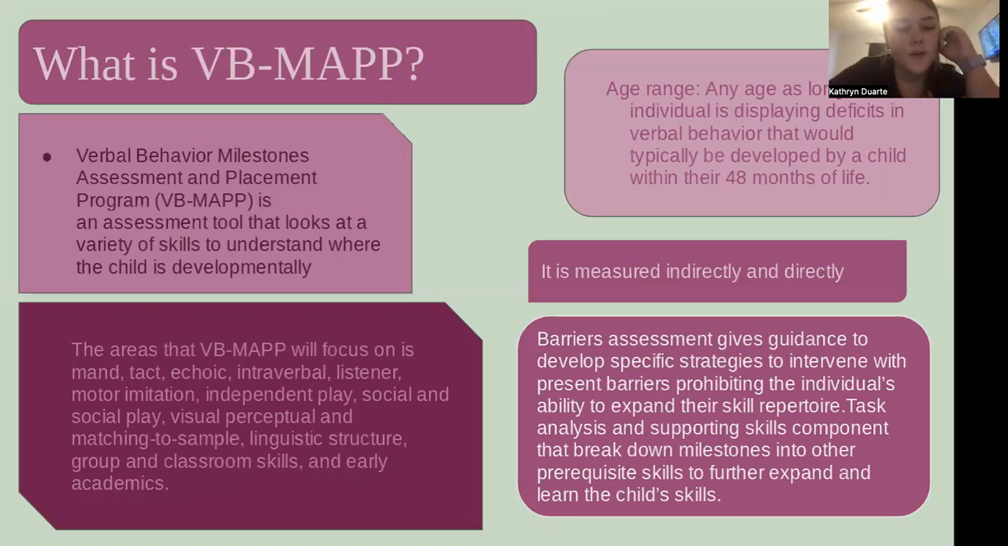There are a total of 170 measurable learning and language milestones. They are categorized by 3 levels. Level 1 is 0 to 18 months, level 2 is 18 to 30 months, and level 3 is 30 to 48 months. Also, the barriers assessment gives guidance to develop specific strategies for effective interventions and learning outcomes. VB-MAP is measured directly and indirectly, and the age range is any range as long as the individual is displaying deficits in verbal behavior within their 48 months of life.